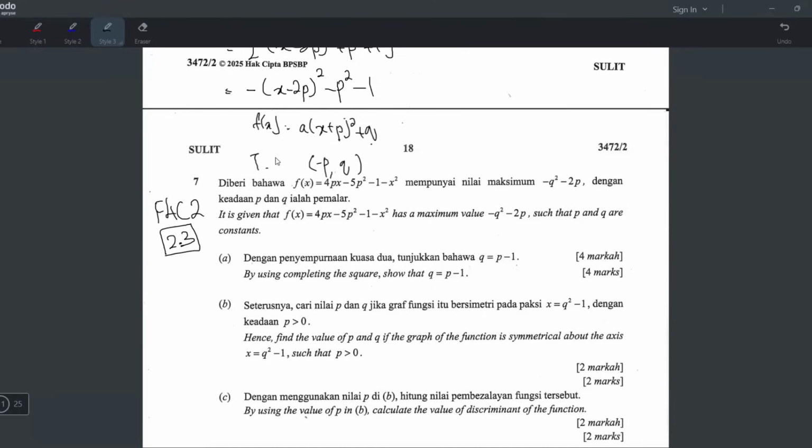So this is the turning point, the TP. And is it a minimum or maximum? Okay, that one depends on your A. If your A is positive, then minimum lah. A negative, then maximum. Right? So that's how you do it.